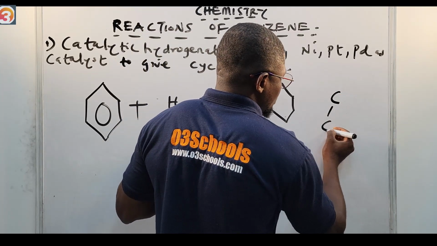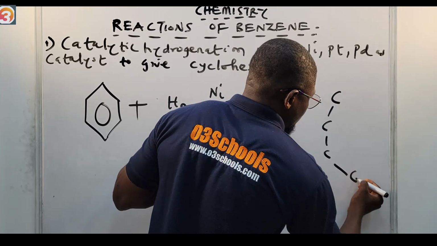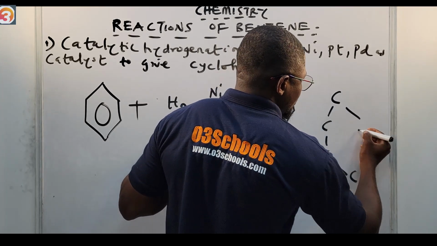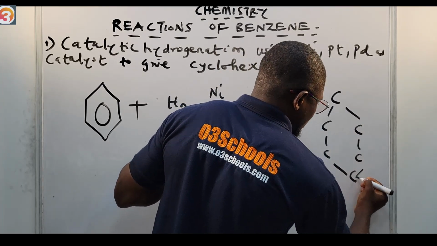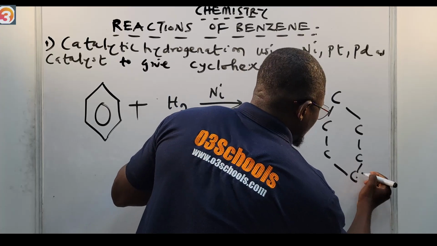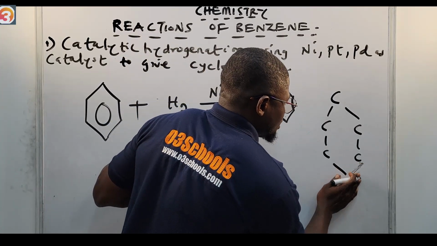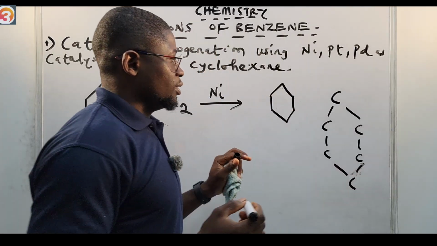This will be C. This will be C. This will be C. This will be C. Then you now have here also C. Here C. This way, like this. So this is your last. Let me just put it this way. So this is a cyclohexane.